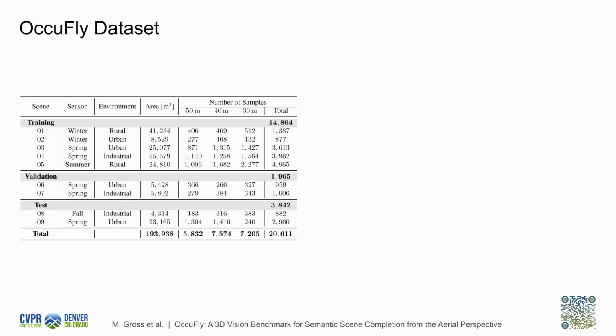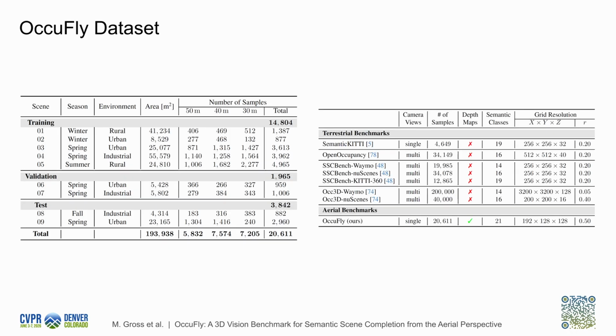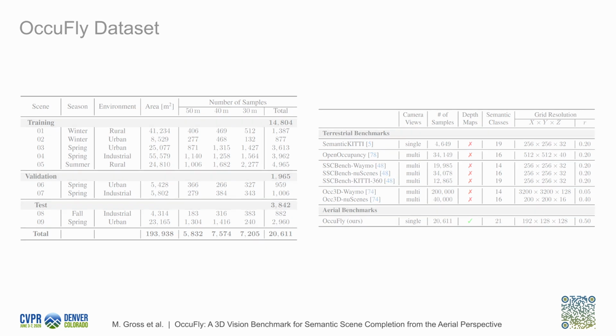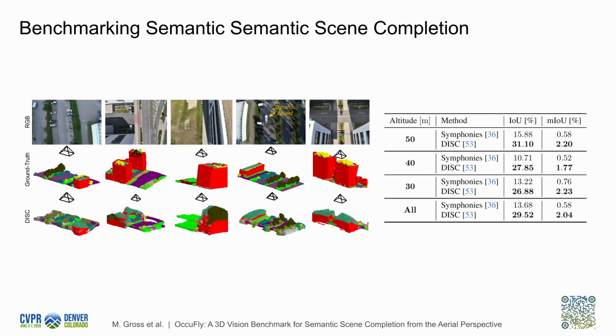Based on this data generation framework, we introduce OccuFly, the first real-world aerial semantic scene completion dataset, consisting of 9 scenes that provide over 20,000 samples of RGB images, semantic occupancy grids, and metric depth maps, including 21 semantic classes. OccuFly covers almost 200,000 square meters at 50, 40, and 30 meters altitude across urban, industrial, and rural scenarios spanning all 4 seasons.